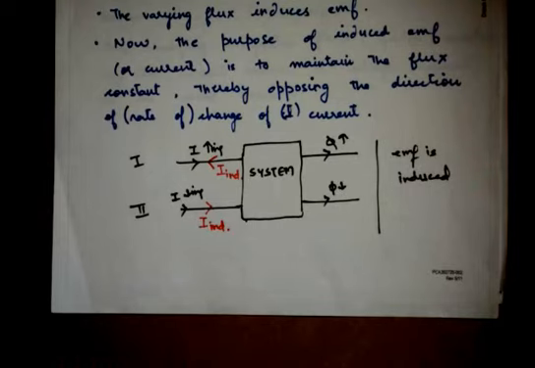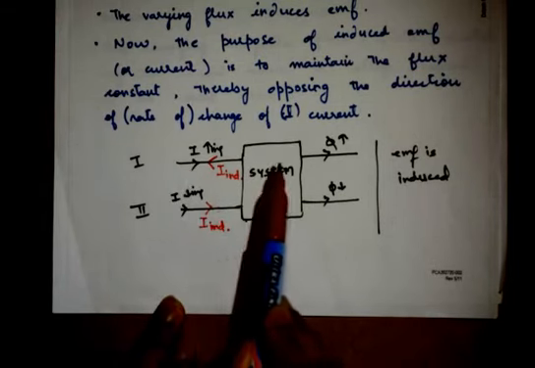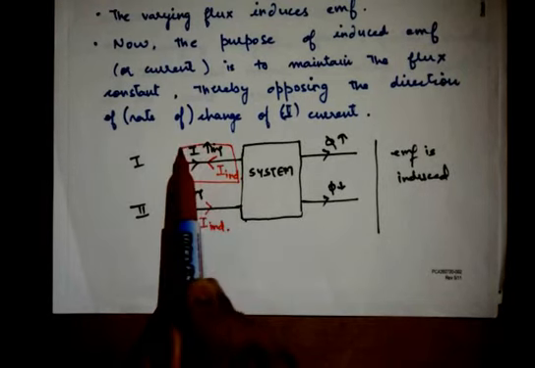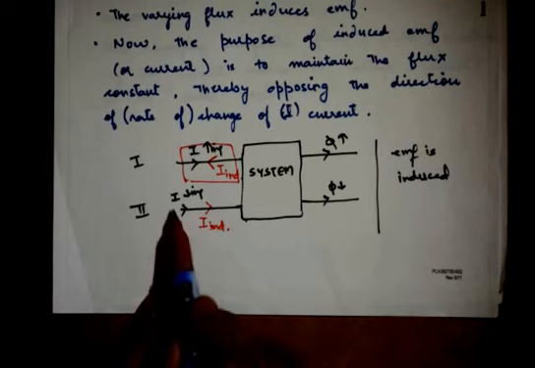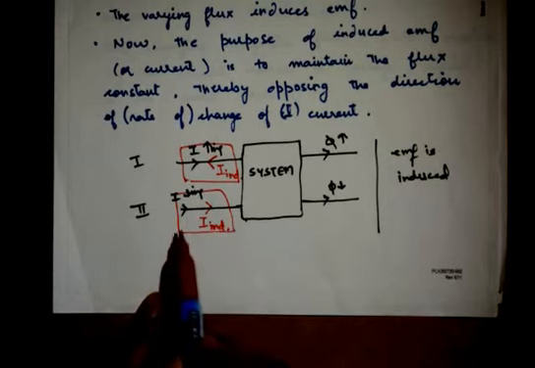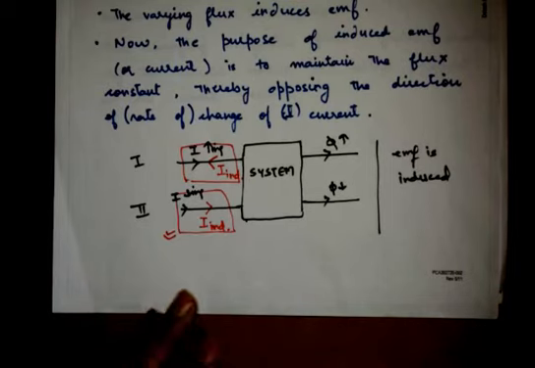We also have to always keep in mind that if we are providing an increasing current to the system, the direction of the induced current will oppose the direction of the current. But if we provide a decreasing current to the system, the direction of the induced current is going to support the direction of the original current. So this is how Lenz's law works.